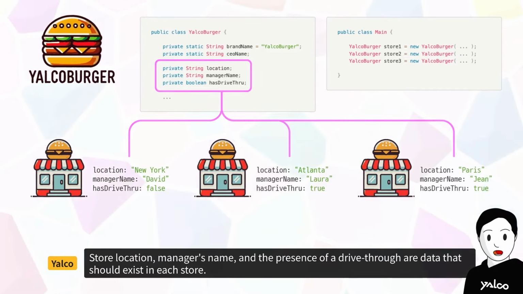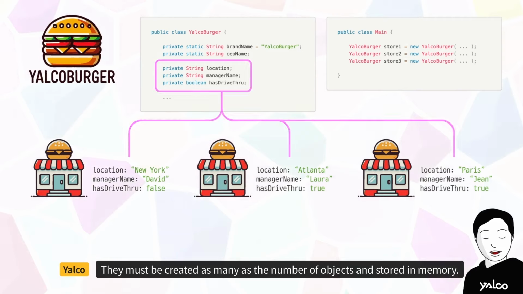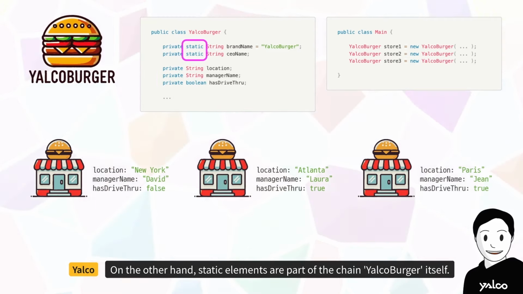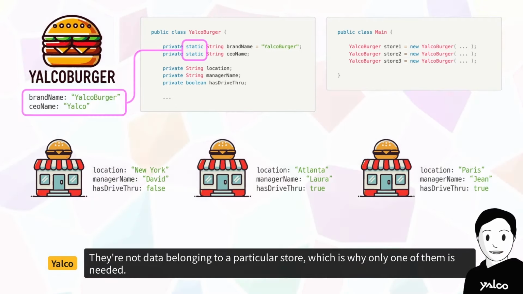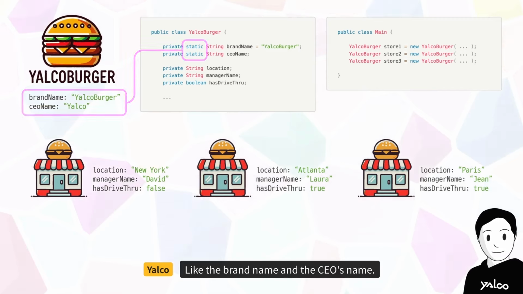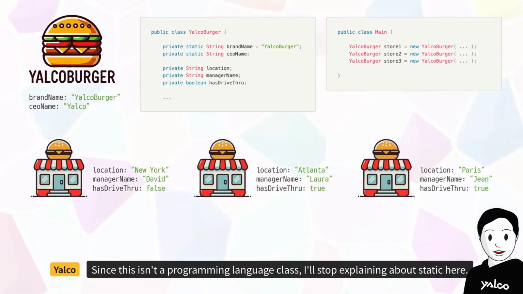Store location, manager's name, and the presence of a drive-thru are data that should exist in each store. They must be created as many as the number of objects and stored in memory. On the other hand, static elements are part of the chain Jalkoburger itself. They're not data belonging to a particular store, which is why only one of them is needed, like the brand name and the CEO's name. Since this isn't a programming language class, I'll stop explaining about static here.